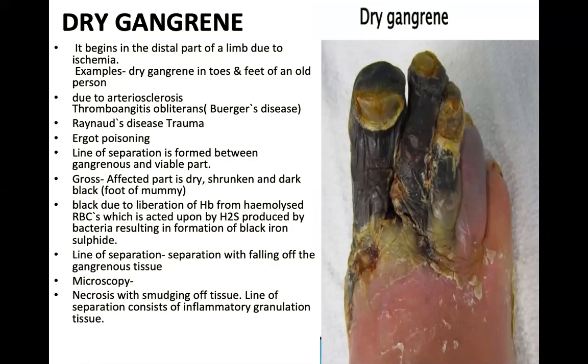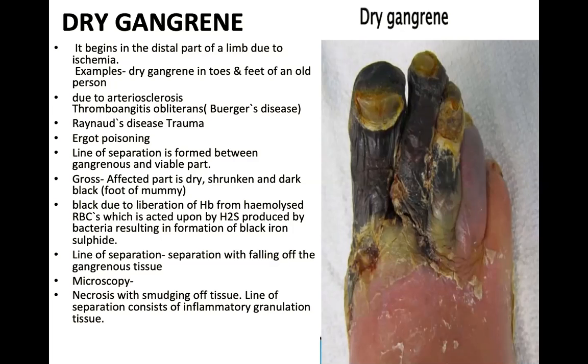For example, dry gangrene in toes and feet of an old person due to arteriosclerosis. Arteriosclerosis naman, class, is different with yung portion na yon is yung portion ng arteries is blocked by, for example, fats or taba, di ba? So, meron ding blockage sa supply ng blood.